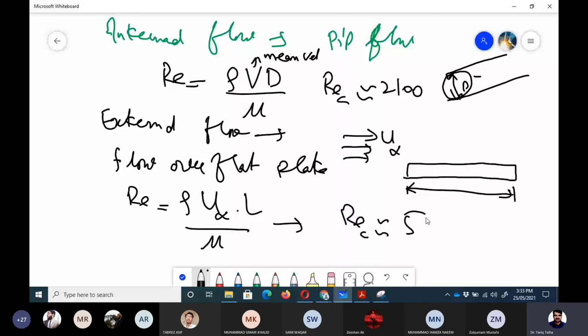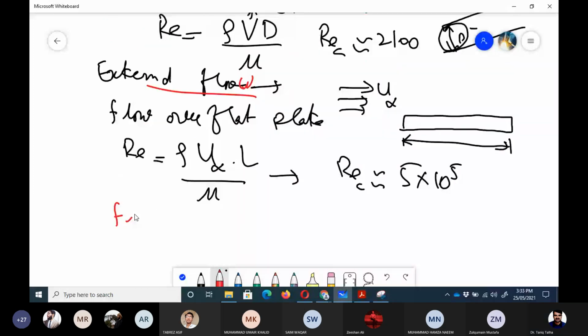And critical Reynolds number in this case is 5 into 10 to the power 5, half a million. So it all depends upon the geometry and type of flow, whether we are talking about internal flows or external flow. And the second type of flow for the external flows, which we are discussing right now, is flow over a circular cylinder or sphere.